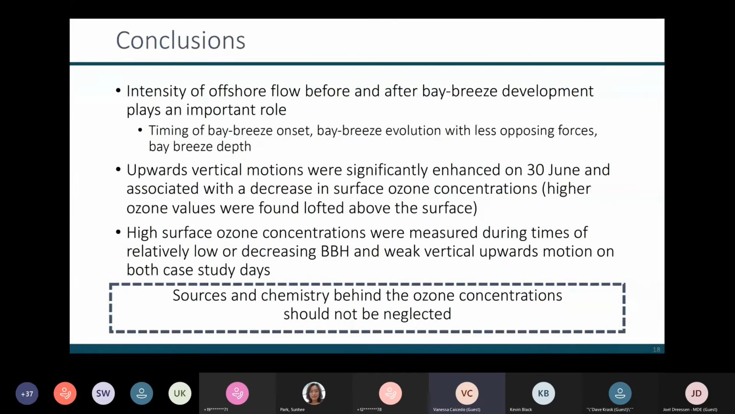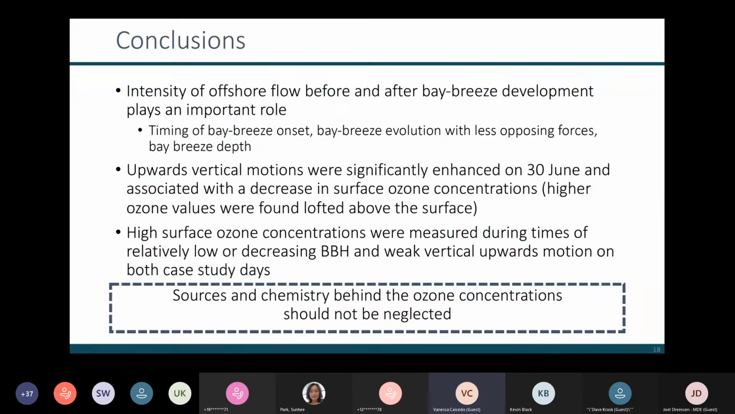And I think that's it. Yes. So, conclusions quickly. We're finding that the intensity of the offshore flow before, during, and after the Bay Breeze development plays an important role. Depending on the strength of the offshore flow, that will determine the timing. So a stronger opposing flow is not going to allow for that Bay Breeze to develop as deeply or as quickly.